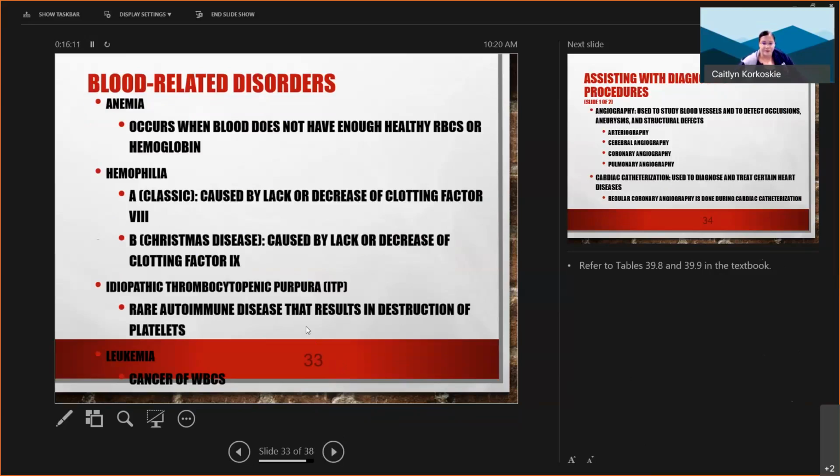So, blood disorders. Anemia is a type of blood disorder where you're not producing enough red blood cells or hemoglobin. Hemophilia is basically that lack of that clotting factor. So if they were to have an injury, like a cut or a scrape, they don't have that clotting factor to stop it.